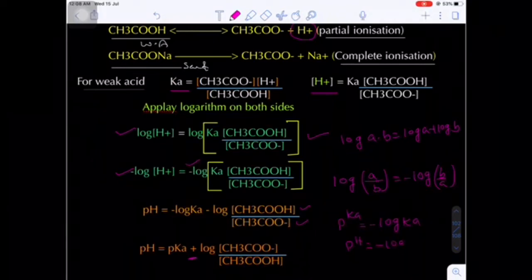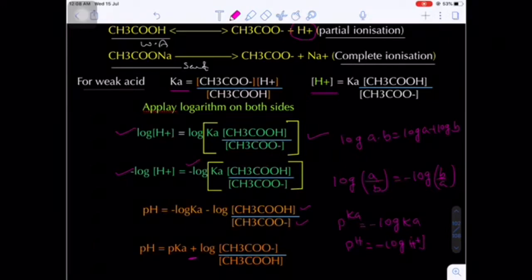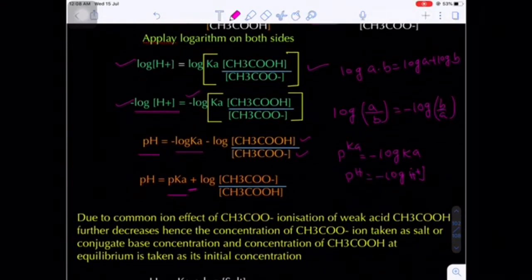Do you know pKa is equal to minus log Ka and pH is equal to minus log H plus? Are you getting my point? So instead of minus log of H plus, I am writing the pH. Instead of minus log Ka, I am writing the what? pKa. Are you getting my point?